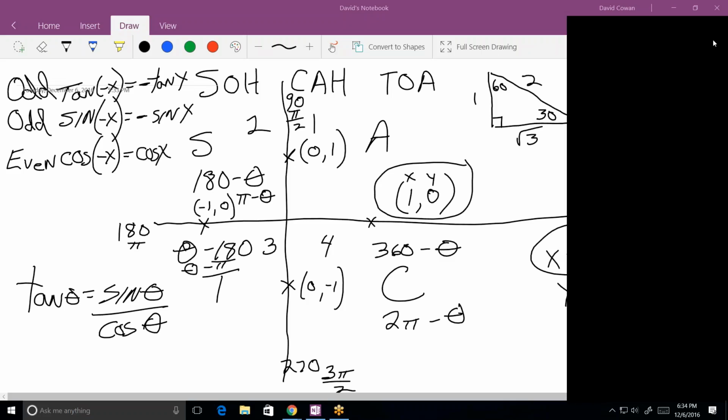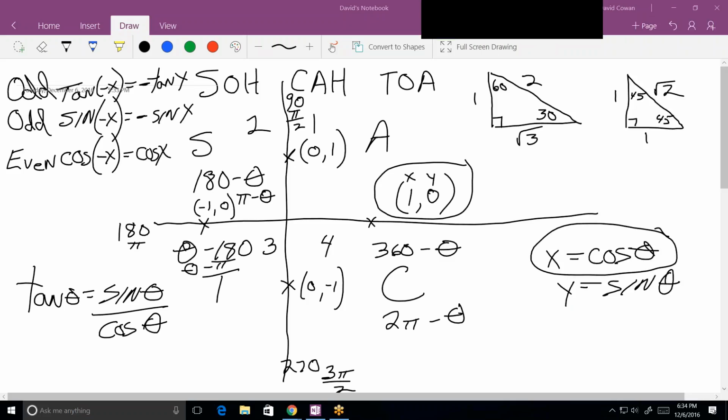I'm going to record the session. It's going to record all of the audio and everything that shows up on the screen. Now, the reason I got all this stuff on here is because I just finished a trig session with somebody. You probably recognize all of this stuff since you took trig last year.